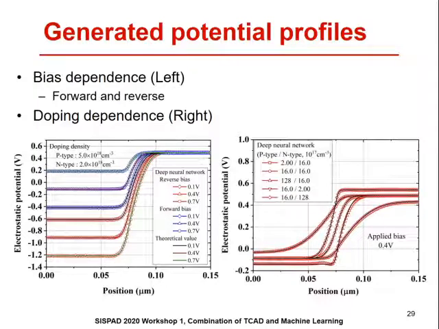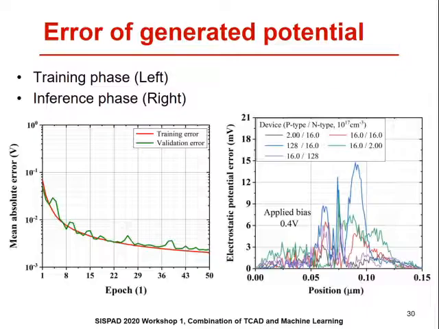With the deeper network shown in the previous slide, both the bias dependence and the doping dependence can be described. They look good, and more detailed analysis follows in the next slides. We have spent 50 epochs to train the network. In the left figure, the mean absolute error is shown as a function of epoch. The error is rapidly decreasing in initial epochs.